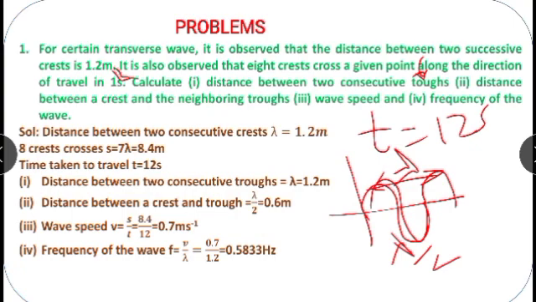Wave speed, V is equal to S by T. S we know, 8.4 we got. Substitute the value of S and T, T is given 12 seconds. So after simplification, 0.7 meter per second. The next, frequency of the wave, that is f is equal to V by lambda. So V, how much we calculated? 0.7, and lambda is 1.2. So after simplification, how much we got? 0.5833 hertz. So in this way we have to solve the problem.